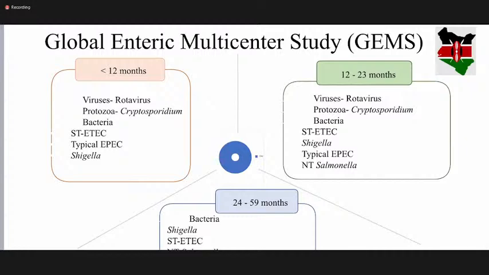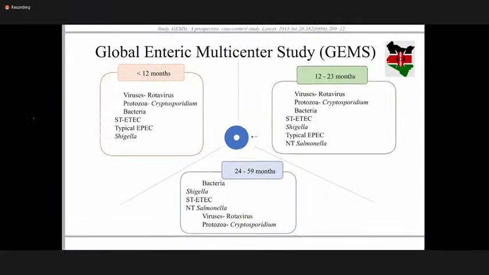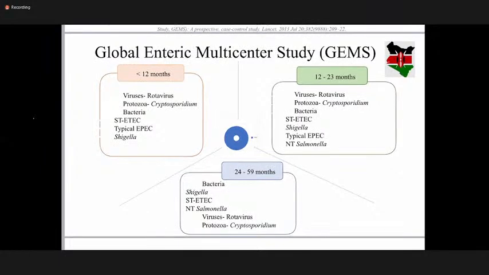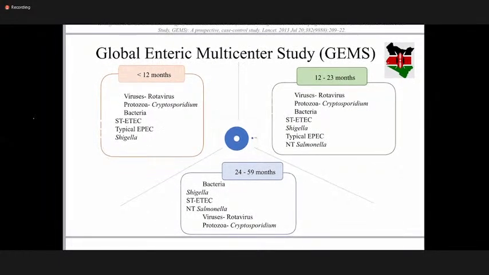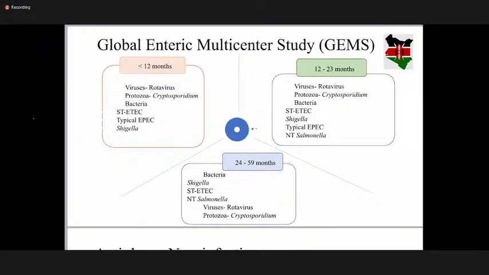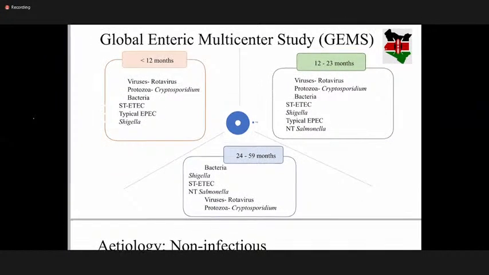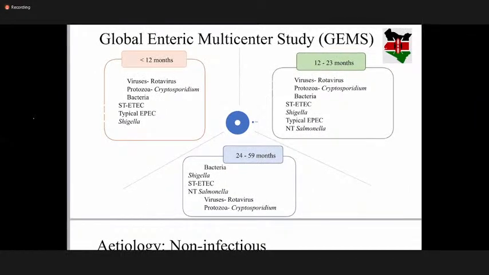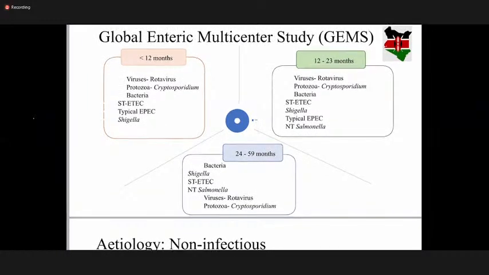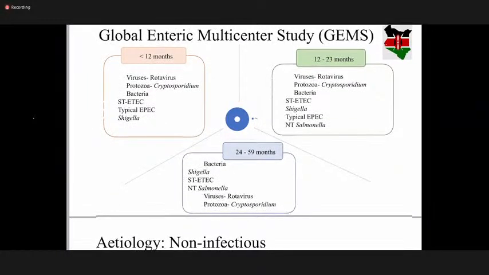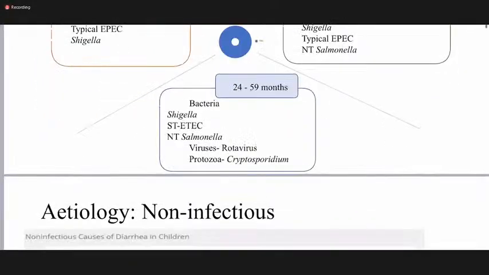Okay, so this is basically the same information now in chart form. We talked about rotavirus as the most common cause under the ages of 12 months and 12 to 23 months. And then for the older children, bacterial causes seem to be much more important than viral infections. Okay, next.